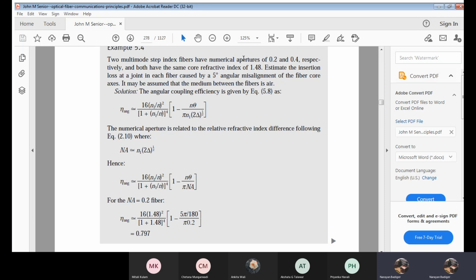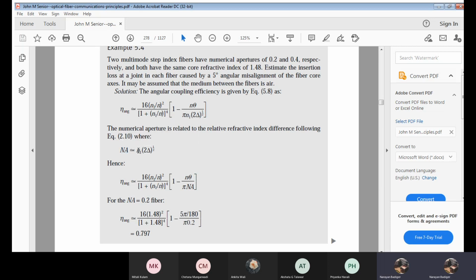Now what are all the given things? Step index fiber with numerical aperture of 0.2 and 0.4. The refractive index, that is N1, is 1.48. I have to calculate insertion loss at 5 degrees. This is what is given in the problem statement. Now where I have delta here, I'm trying to put it in terms of NA.